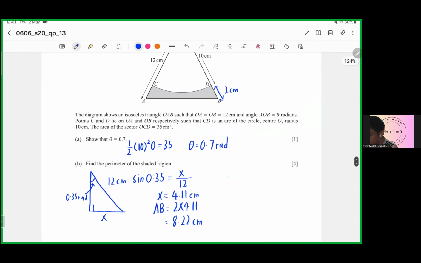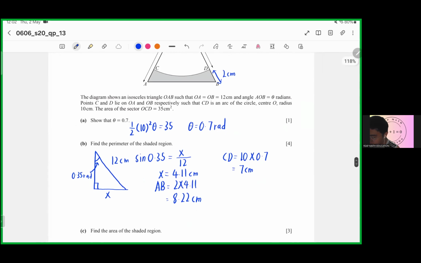Now we find CD. 10 multiply 0.7, we get 7 cm. Perimeter of the shaded region equals 8.22 plus 7 plus 2, and plus 2, we get the answer 19.22 cm.